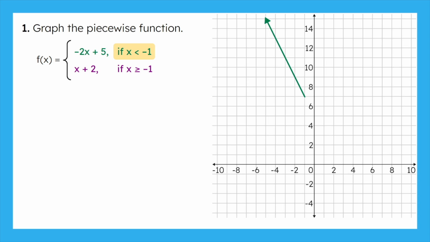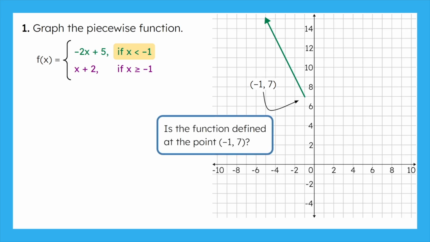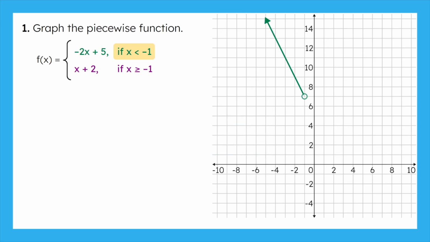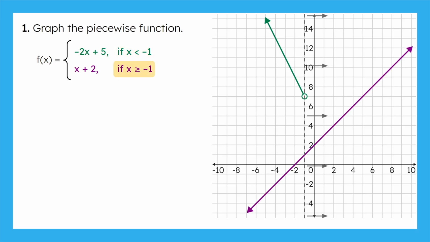On the graph, we see when x is negative 1, y is 7, but we have to ask ourselves, is the function actually defined at this point? In other words, will there be an open or closed circle? The domain for the first piece of this function is all x values less than, but not equal to negative 1. So that means the function is not defined at negative 1, 7, and we'll show that using an open circle.